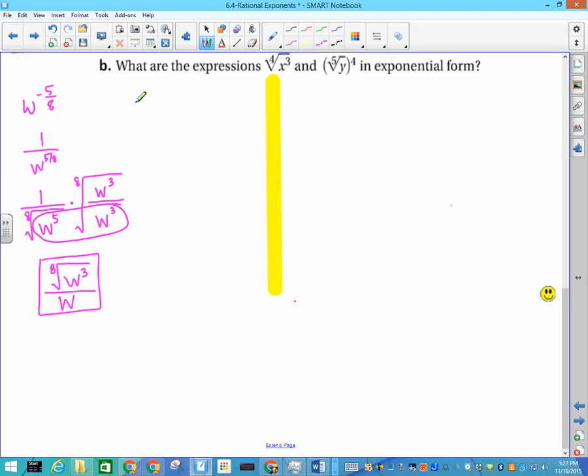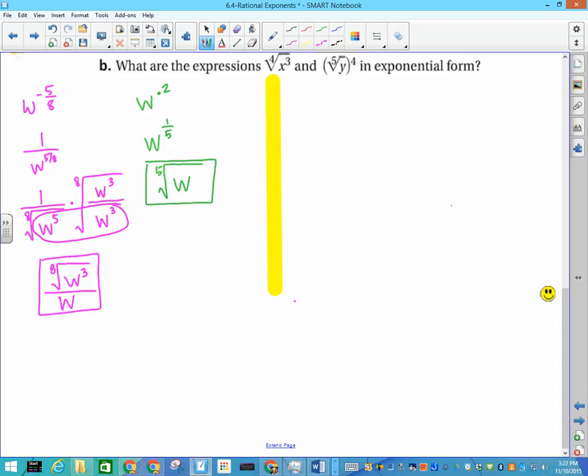Okay, what about the one that said w to the 0.2? You've got to think about 0.2 as a fraction. That is 2/10, which reduces to 1/5. And so that is just going to be the 5th root of w to the 1st, and we don't have to write the 1st.